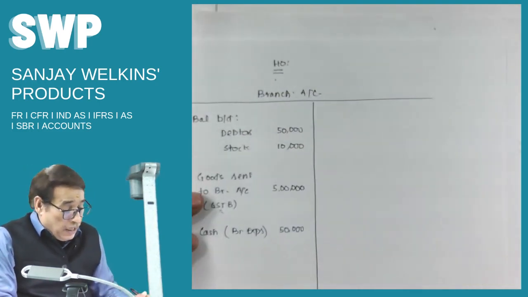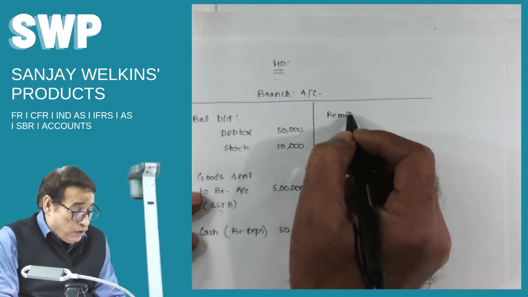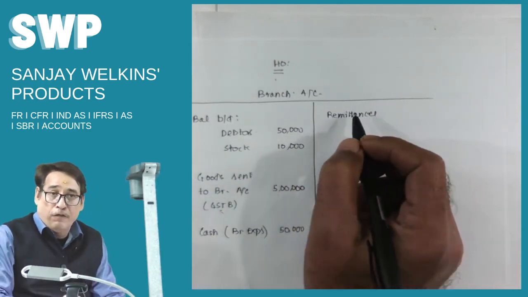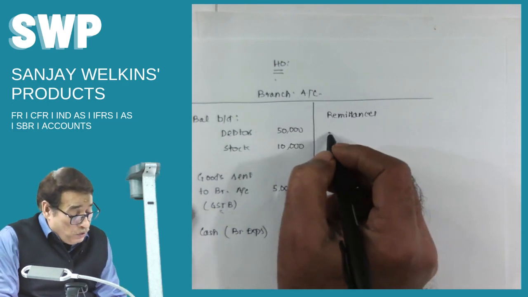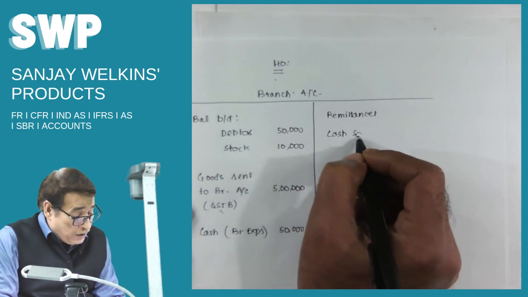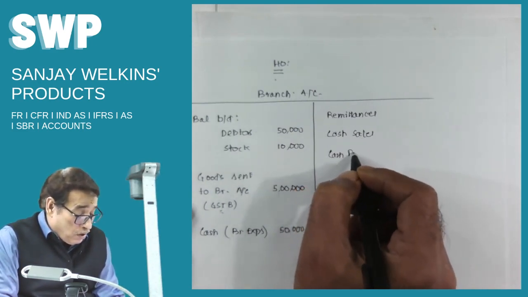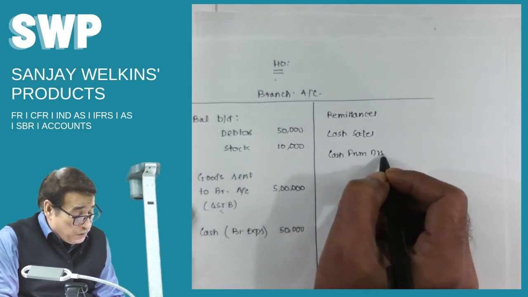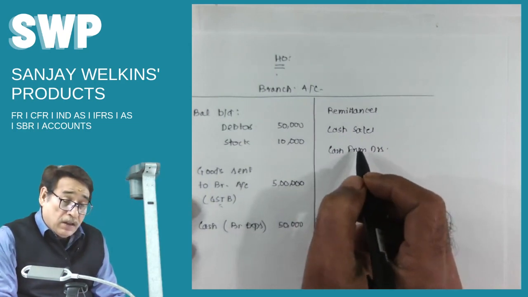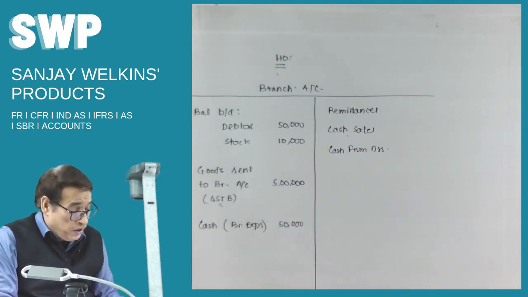Now, I will write here remittances towards the credit side. Remittances means the total amount of cash collected by the branch and sent to head office, correct? And I told you remittances has two important parts. One is cash sales and another one is cash from debtors. We do not write credit sales here. Remember one thing, correct? We write only cash sales and cash from debtors. That is why I am cautioning you here time and again.